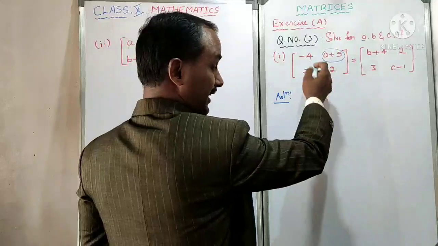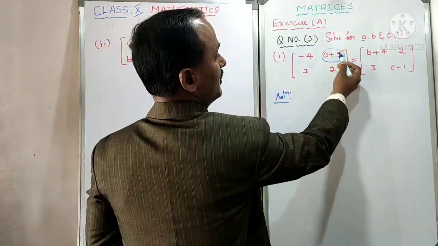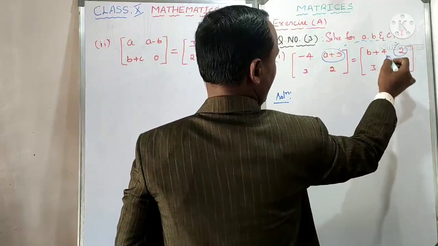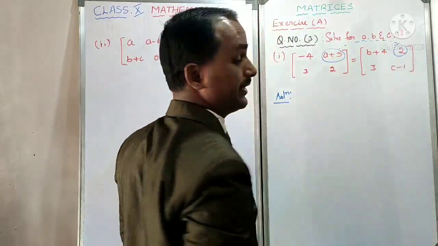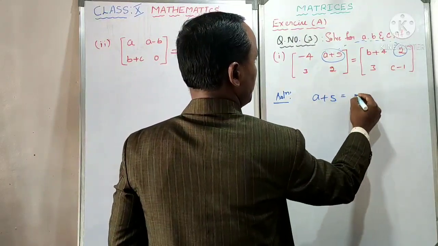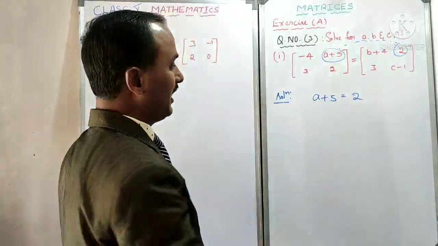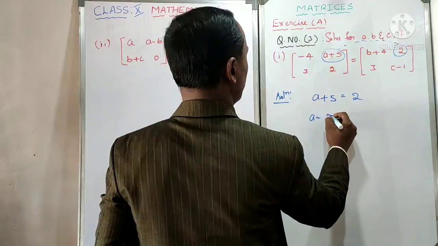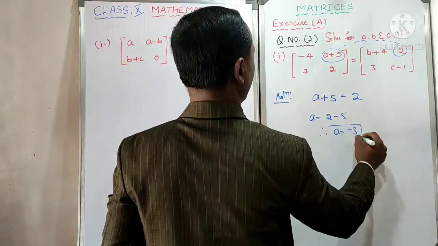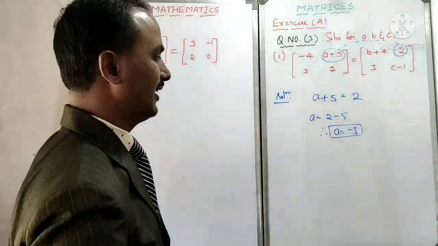Understand: the left side matrix, this corner a plus 5 element, is equated to this element in the right side matrix. So a plus 5 is equal to 2. Now I want the a value, so a is equal to 2 minus 5. Finally we got a is equal to minus 3. Easy, is it? Same way.